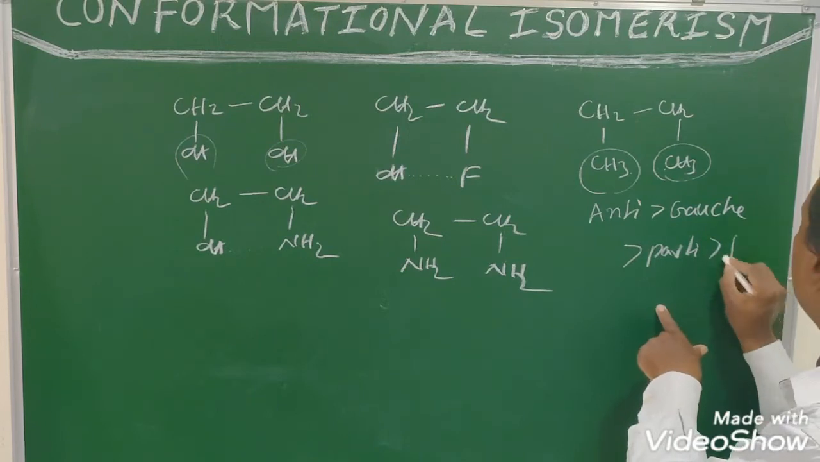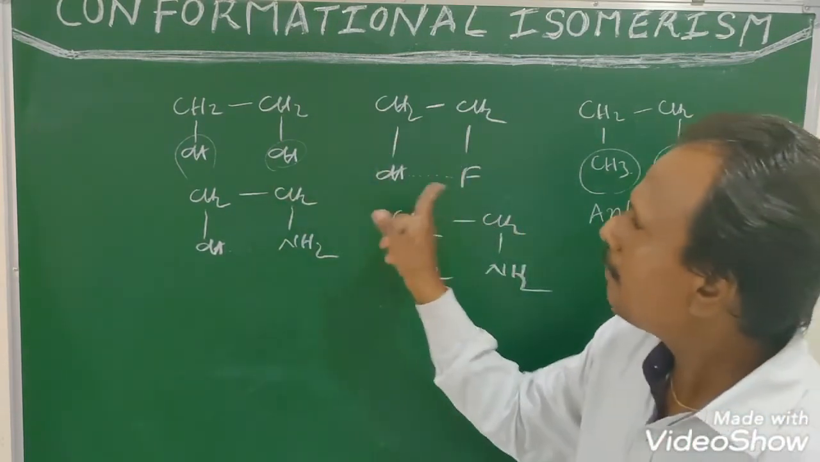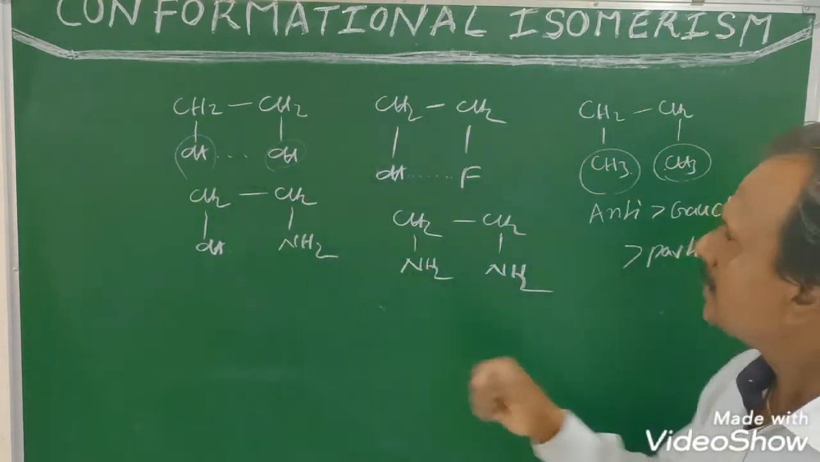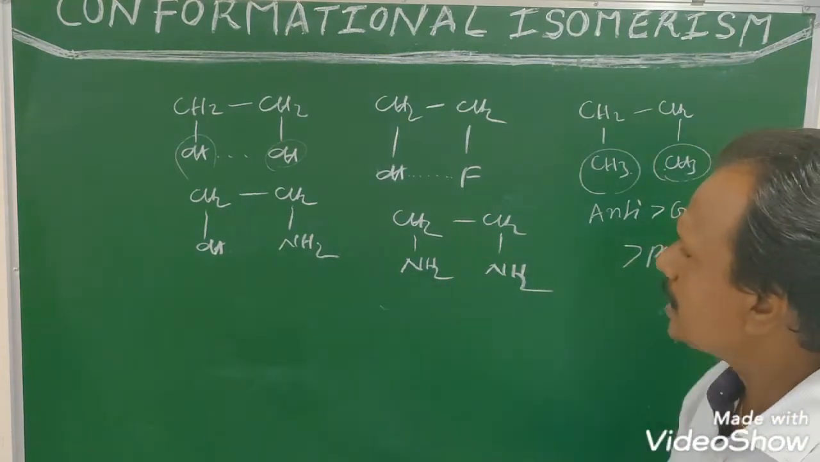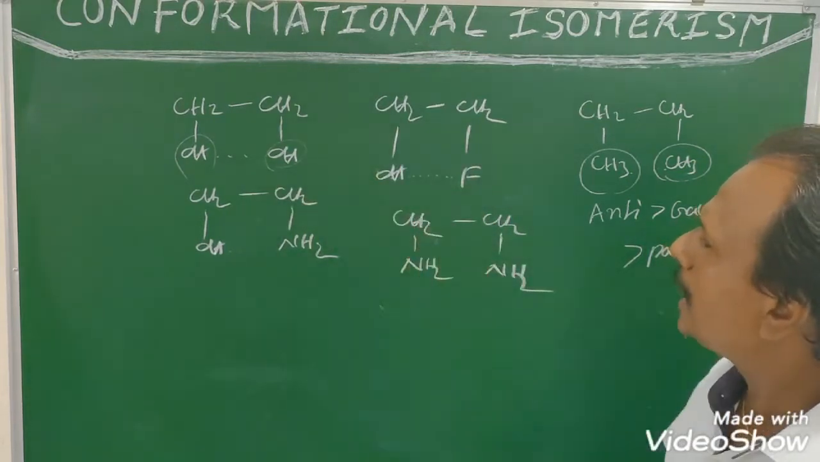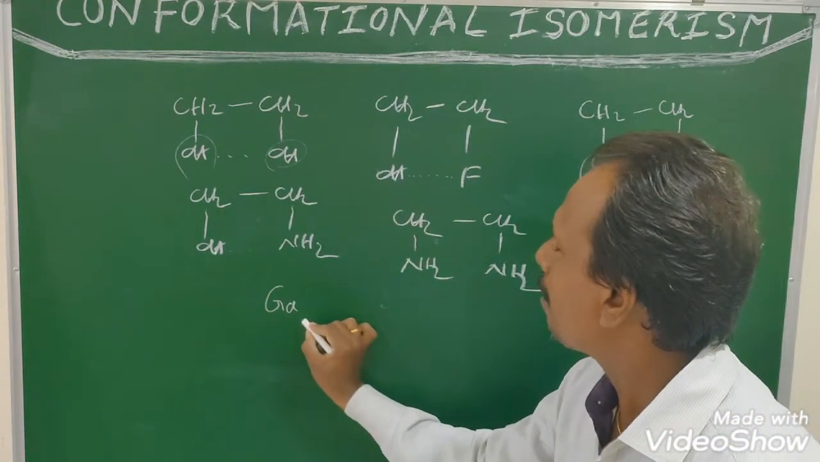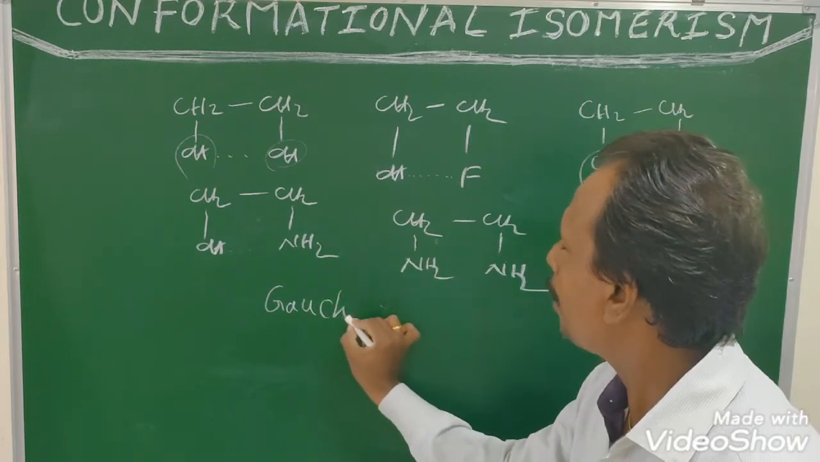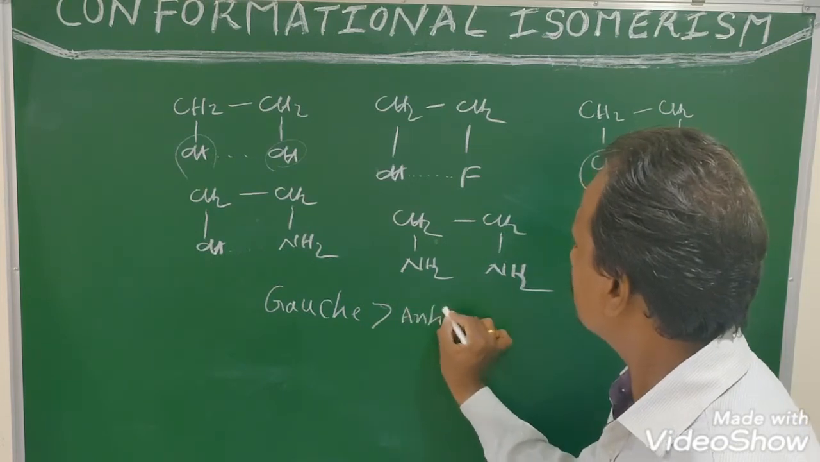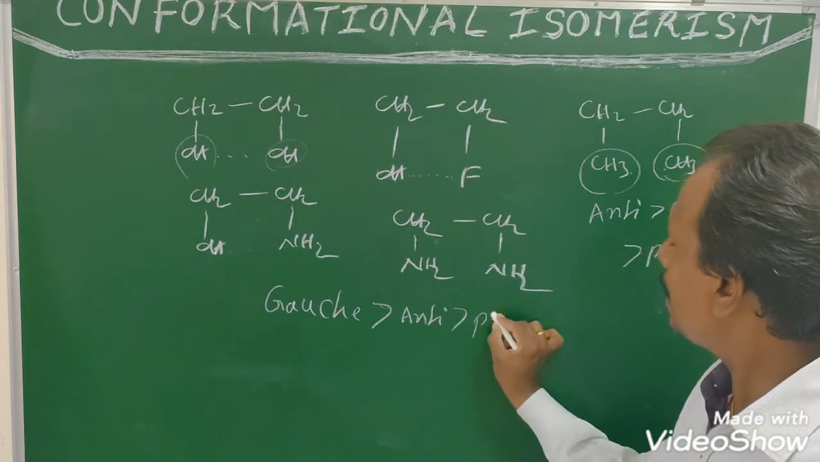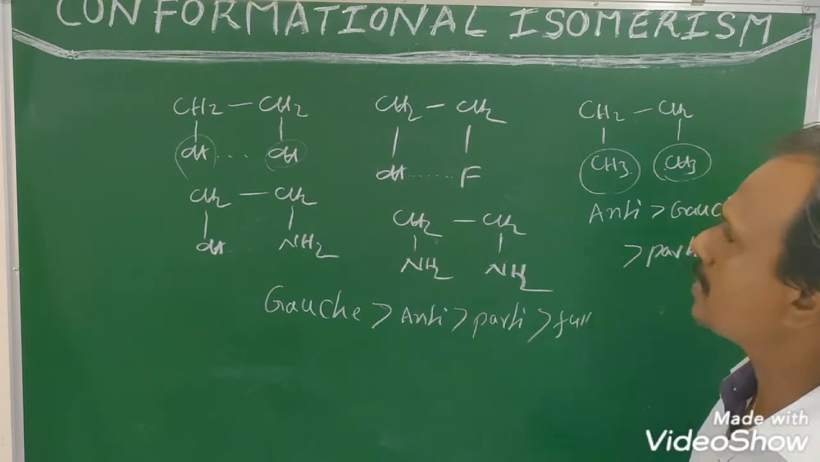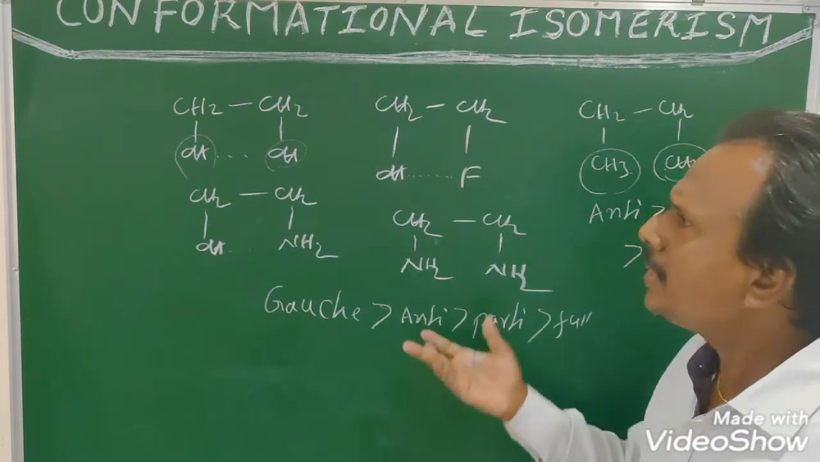Least stable is fully eclipsed. In the case of these compounds, there is a chance of intramolecular H bonding, so the stability order changes slightly. First one is gauche. All these compounds have four conformations. Among the four conformations, gauche is more stable, as a consequence of intramolecular bonding. After gauche, anti. After anti, partially eclipsed. Least stable is the fully eclipsed conformation. These are the conformations of ethane derivatives.